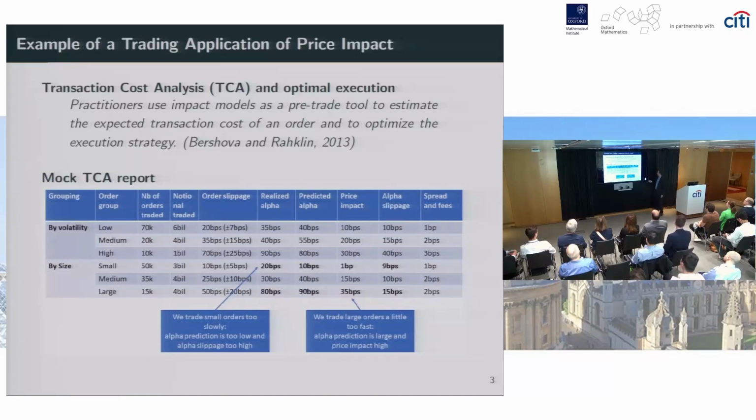I'll give a quick quote by Berchel and van Rakelen, two senior managers at AllianceBernstein, an American fund. In 2013, they used their proprietary trading data to fit price impact models for TCA applications. In that paper, they say practitioners use impact models as a pre-trade tool to estimate the expected transaction cost of an order and to optimize the execution strategy.